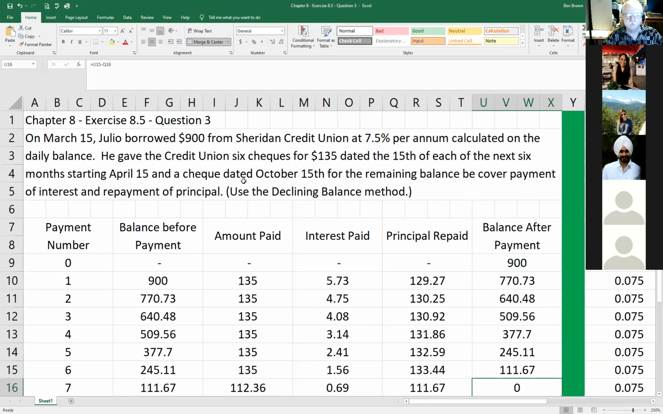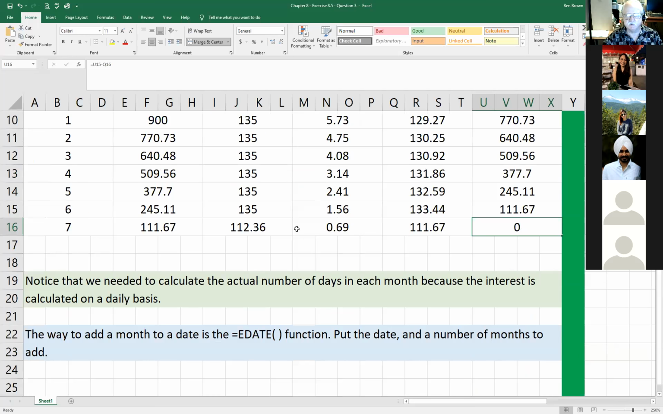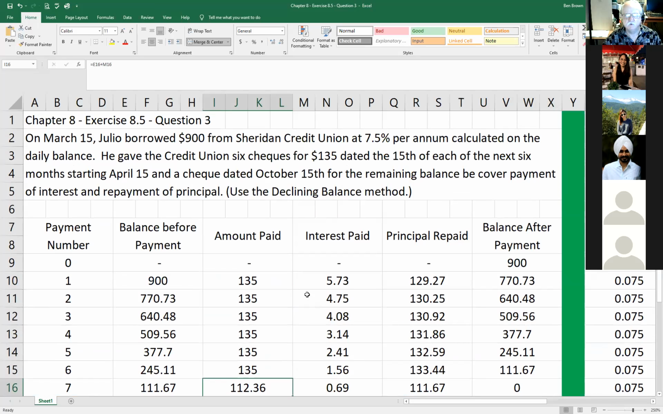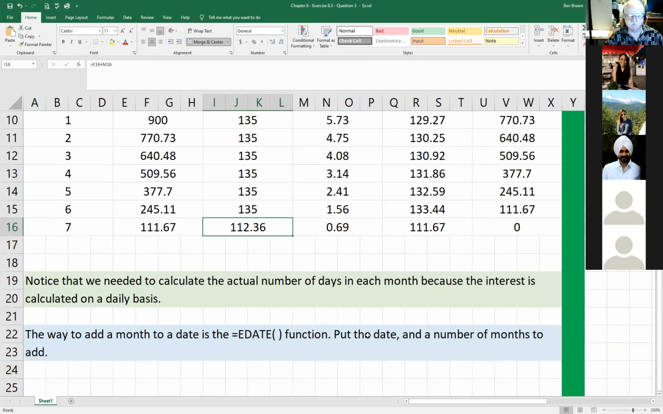So what did they, I don't know exactly what they asked us for here. I think they wanted to know what the last payment was. And it turned out that the last check had to be for $112.36. So that's a situation where you're dealing with enough payments to make it worthwhile to set up that Excel spreadsheet. And I'll send you that spreadsheet.